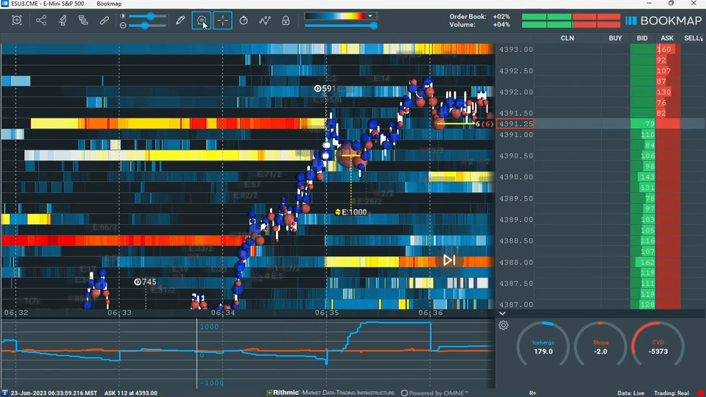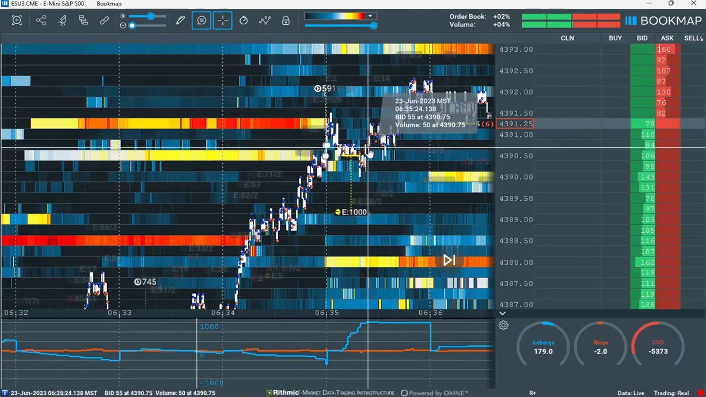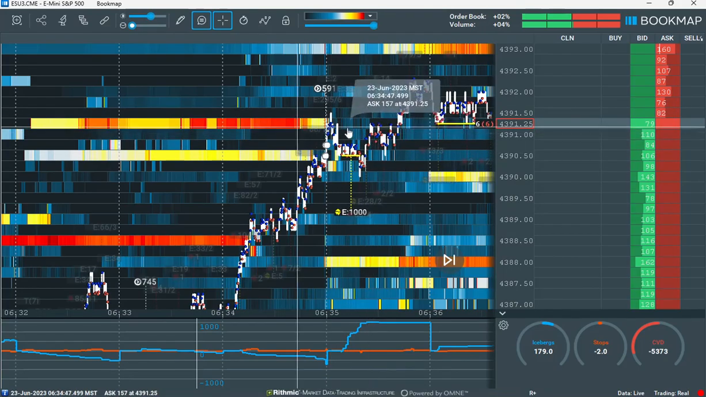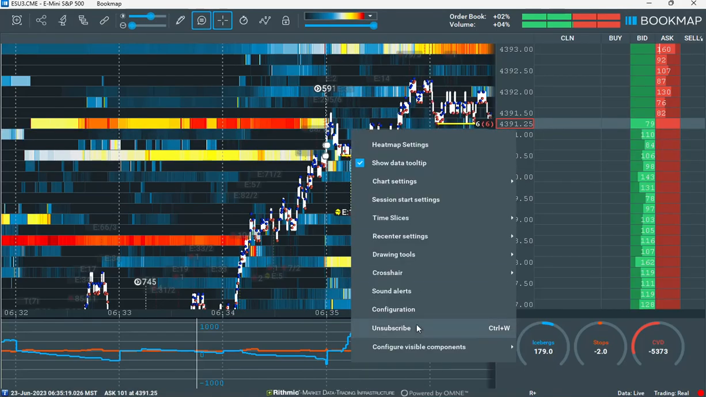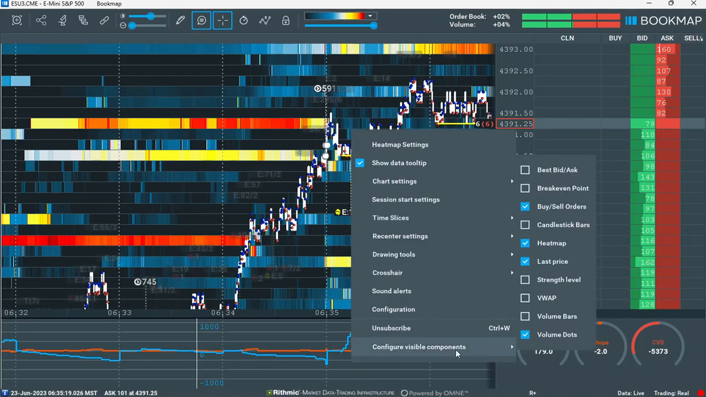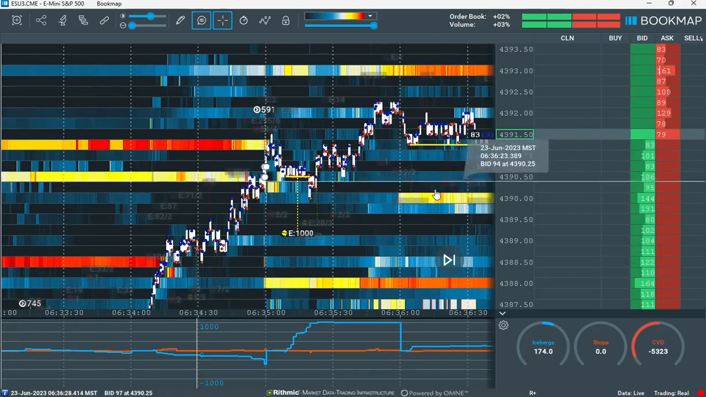So first thing you want is the crosshair activated. That's up here. And then you want to take off your bubbles, and you want to draw your zone with this last price line. This is the last trigger price line. This is talked about in another video, the settings video, but once again, right click, go to configure visible components, and make sure last price is checked, I should say.